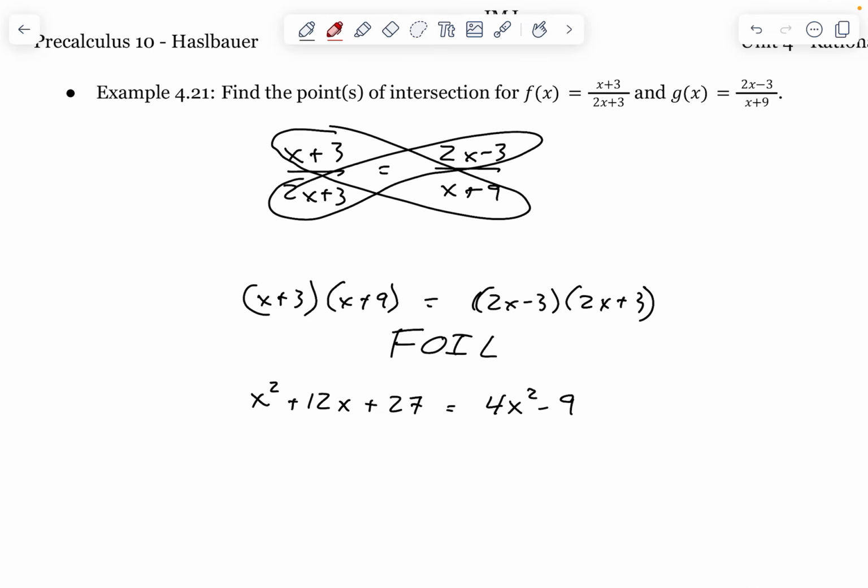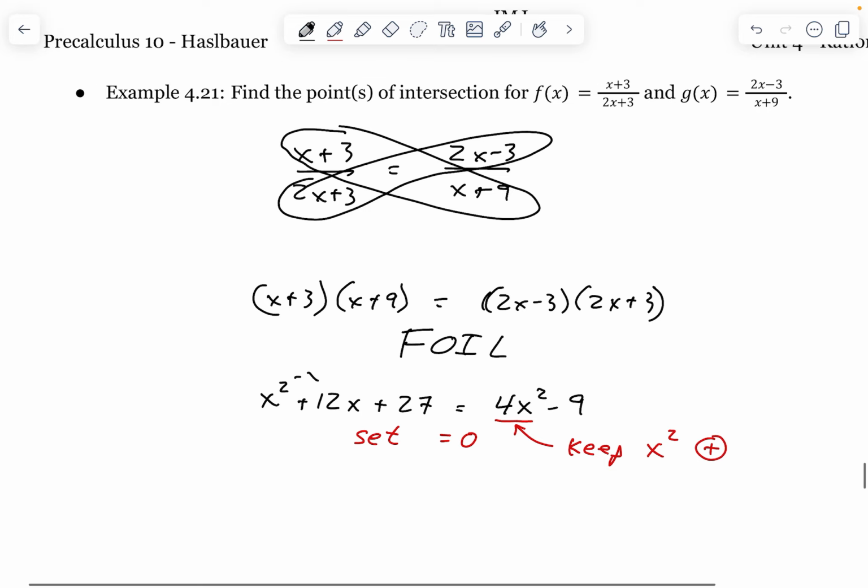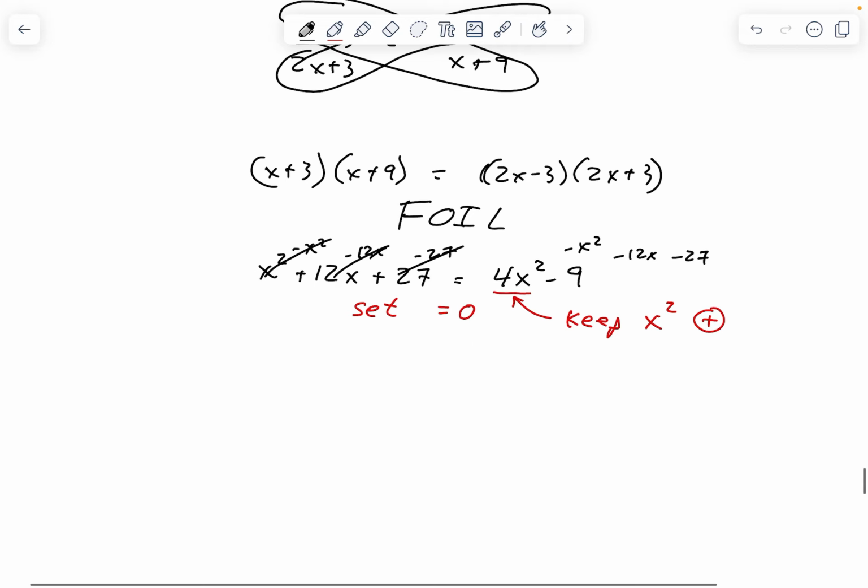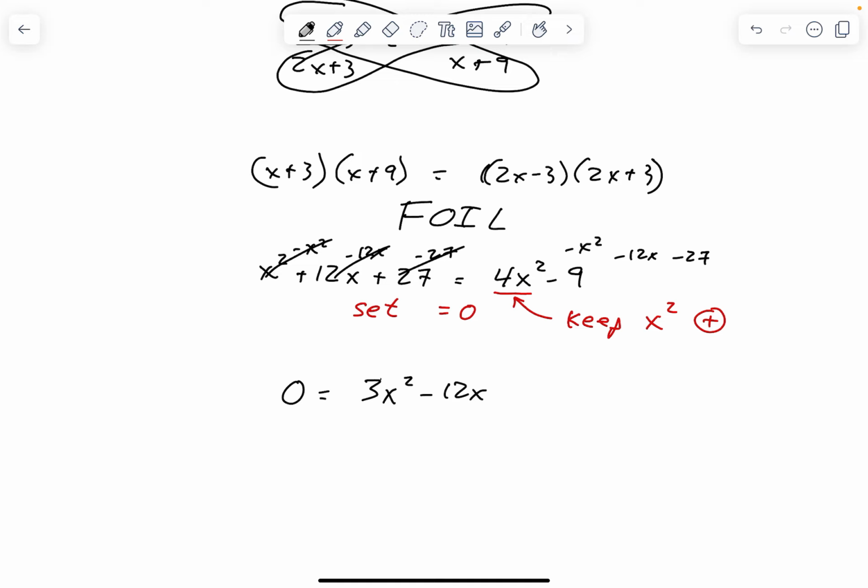Similar to when we had points of intersection for quadratics and linear functions, you want to set this equal to 0. So you want to move everything around so that you have 0 on one side and all your other x's on the other side. I want to keep this positive, just like we had before, I'm going to keep the x squared positive. So I want to move everything to the right-hand side. So I'm going to subtract x squared, subtract 12x, and subtract 27. Minus x squared, minus 12x, minus 27. So I have 0 equals 4x squared. Oh, sorry, 3x squared minus 12x. And this is going to be a minus 36, with a 9 and a 27.